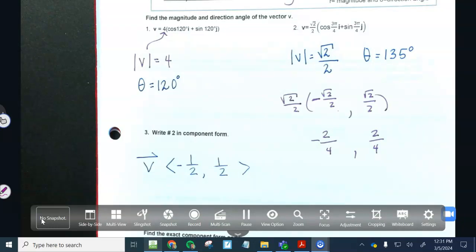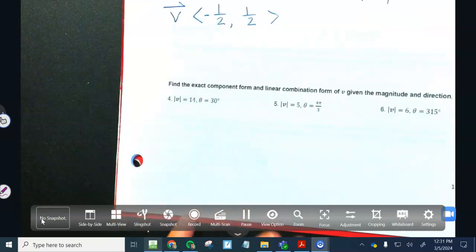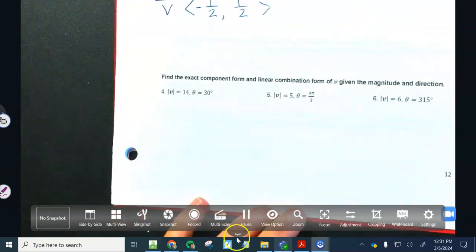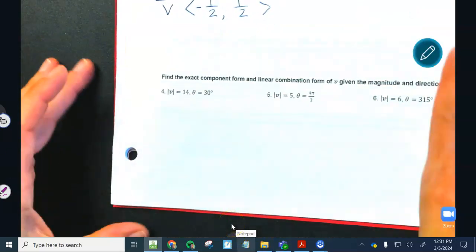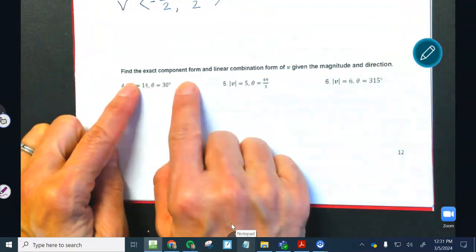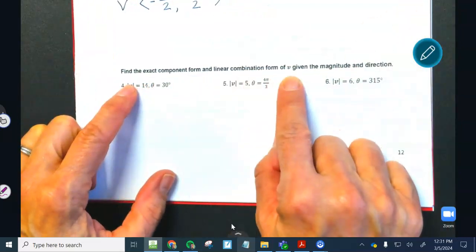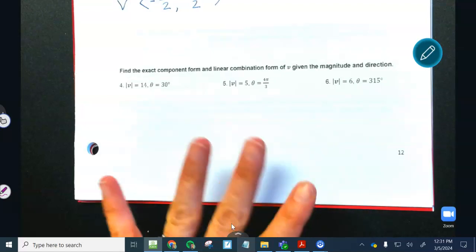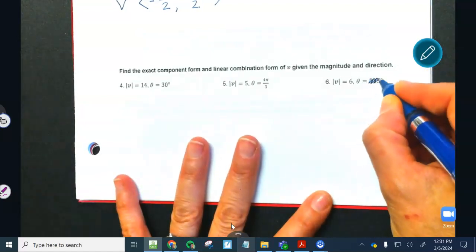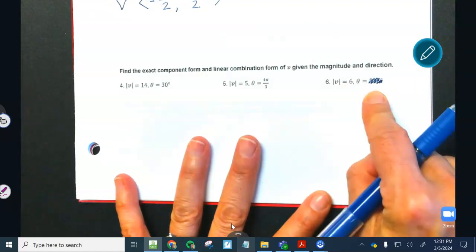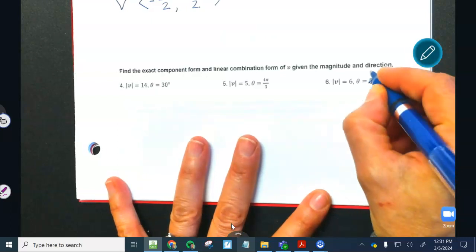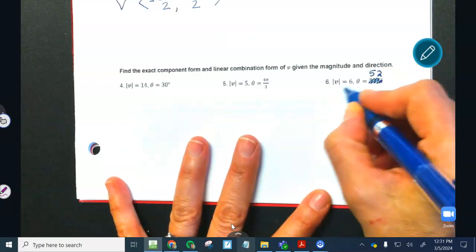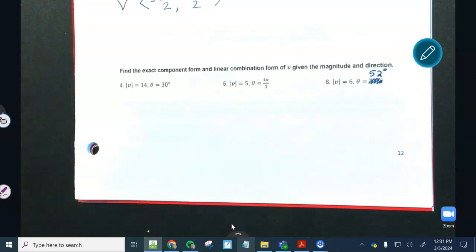All right, problem 4. Let me get this bar out of the way right here. All right. So for problem 4, we're going to find the exact component form and the linear combination form of v, given the magnitude and the direction. We're actually going to alter one of these problems, guys, because I want to show you what happens when it's not on the unit circle. So will you please write 52 degrees for problem 6? Cross out 315 and write 52 degrees.